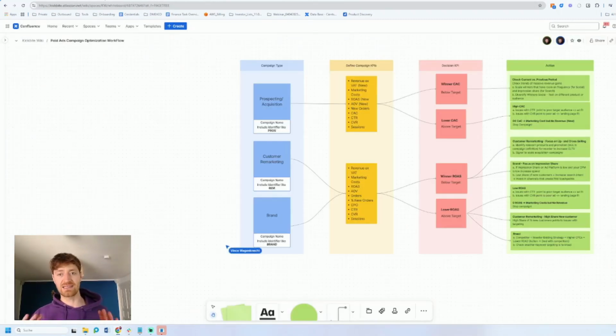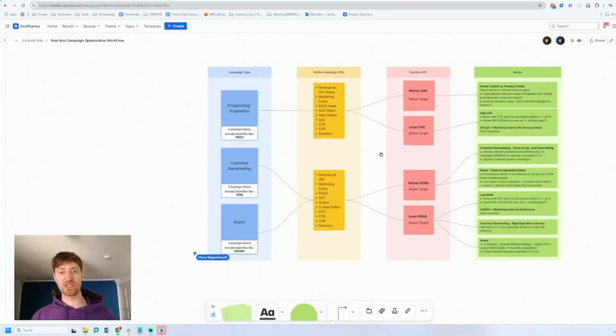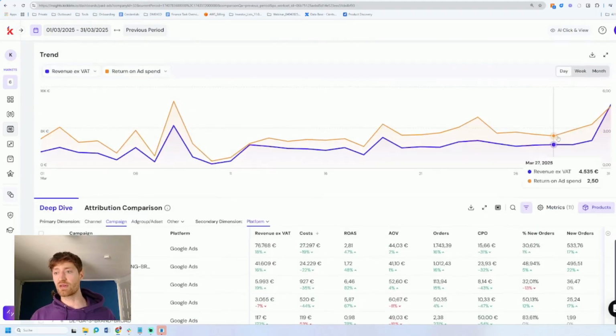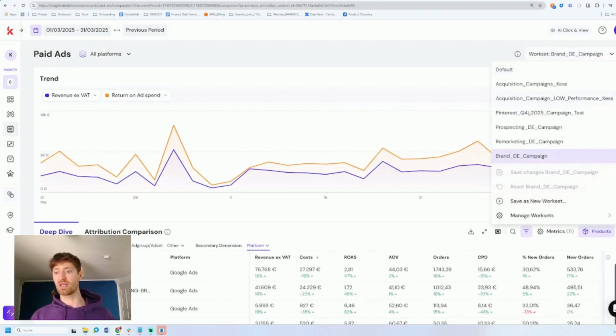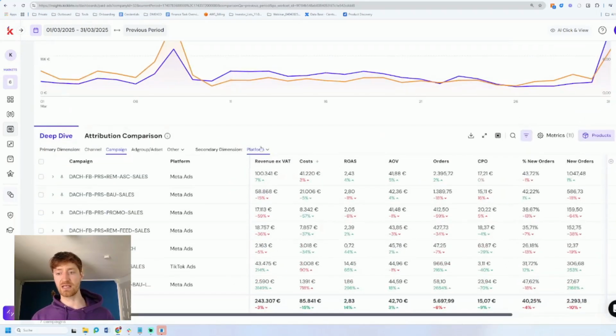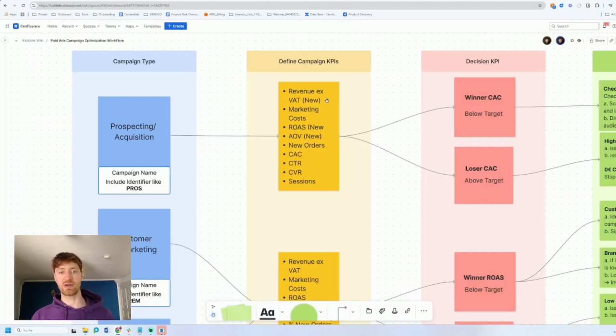Now, our second step is the definition of metrics we want to include for each of the views that we just built for the three campaign goals. Let's start with the prospecting campaign. We will select the overview we've just built for the German market for prospecting, and we'll start to build the overview here. As you can see, we have revenue excluding VAT, marketing costs, ROAS, AOV, new orders, CAC, click-through rate, conversion rate, and sessions.